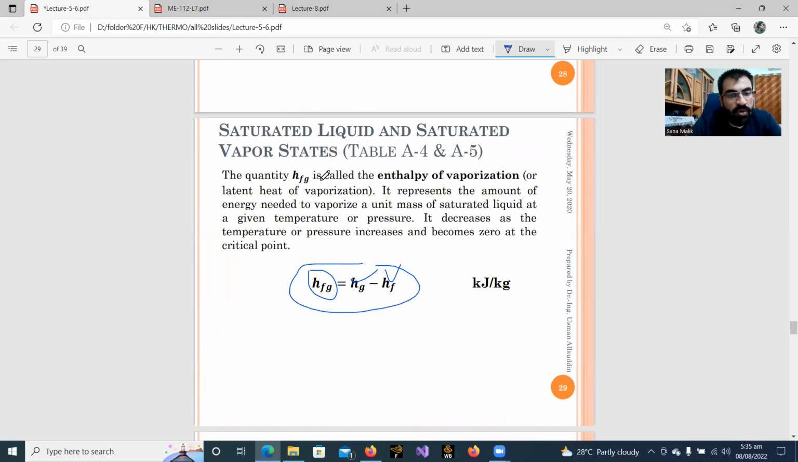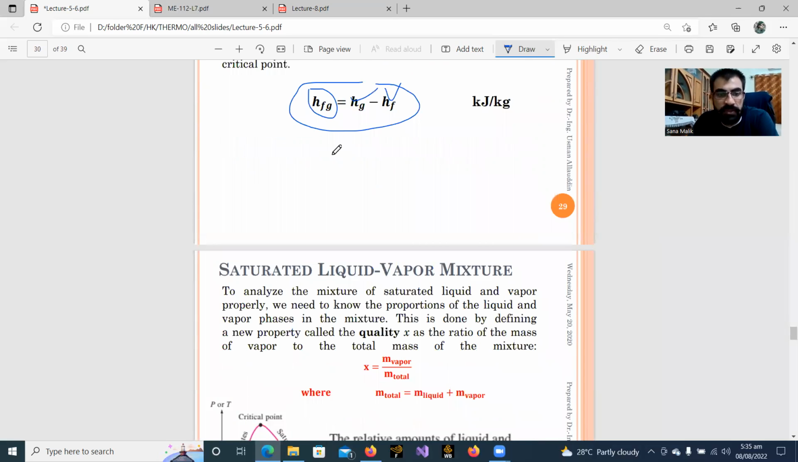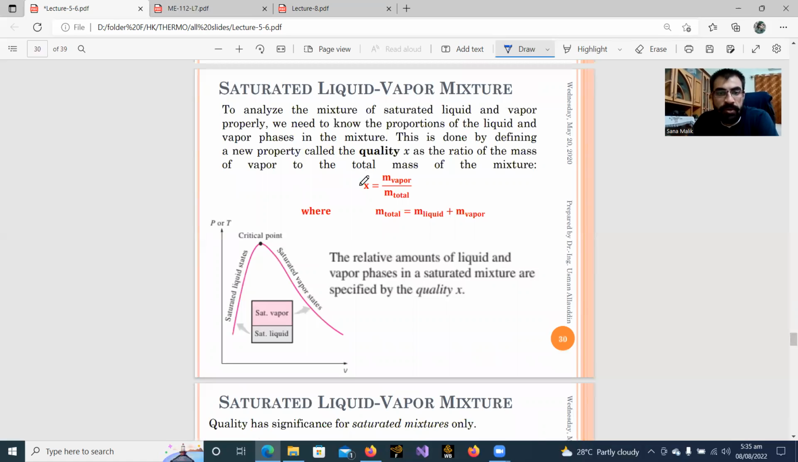So basically, this is the amount of energy needed to vaporize unit mass of saturated liquid. You have to vaporize the saturated liquid at a given temperature or pressure. The amount of energy needed to vaporize unit mass of that saturated liquid is called the latent heat of vaporization, hfg.